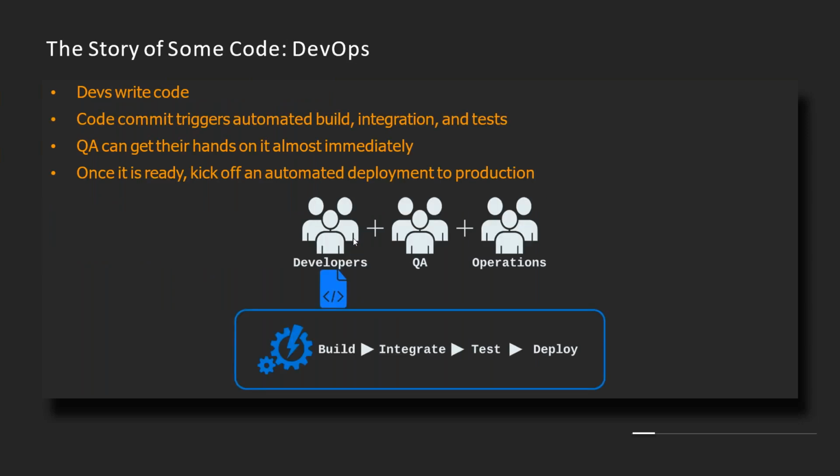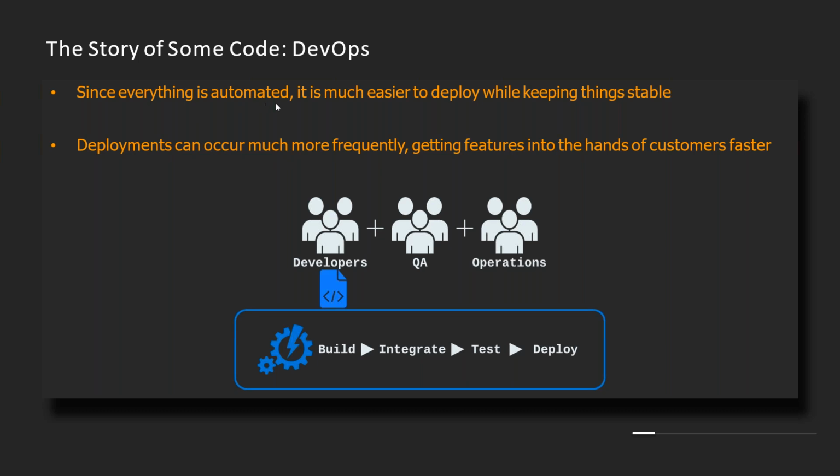But with DevOps, the story is completely different, guys. Devs write code, and a code commit triggers automatic builds, integration, and tests. QA can get their hands on it almost immediately. Once it is ready, it kicks off automated deployment to production. The whole process of build, integrate, test, and deploy is handled by all three teams, developers, QA, and production operations, and they maintain the code. All of this happens automatically with the help of scripts. There is no manual intervention here.